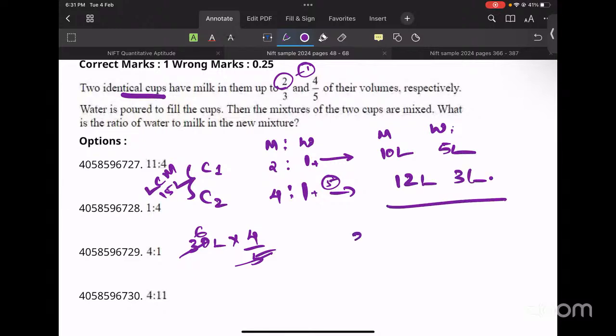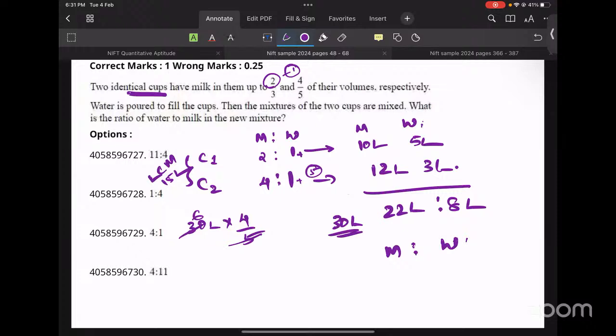So now we make a 30 liter mixture, which has milk 22 liters and 8 liters water. Okay, now you can simplify. So we are getting the answer in the way like milk is to water, that is 11 is to 4. Let's look at the question. This is the area where they make you wrong, because they started with milk, but they are ending with water to milk. The question's answer should be in this format, that is 4 is to 11.